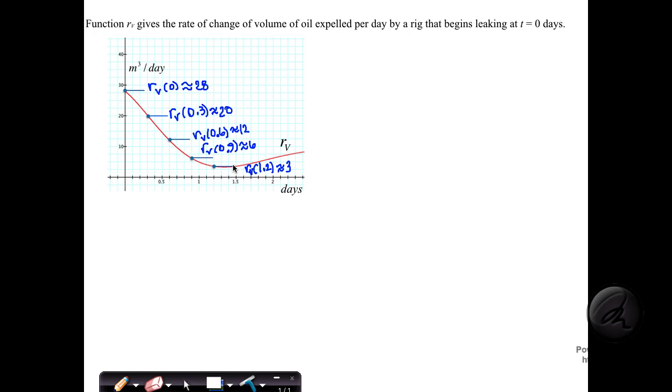But regardless, it's close enough so that we can get a good estimate of how much oil is spilled. And in terms of estimating, if you want to estimate how much oil is spilled and report it to somebody, you'd probably rather have an overestimate than an underestimate. This would be overestimating because the rates are most of the time above the red curve, the blue approximate rates that we're using here.